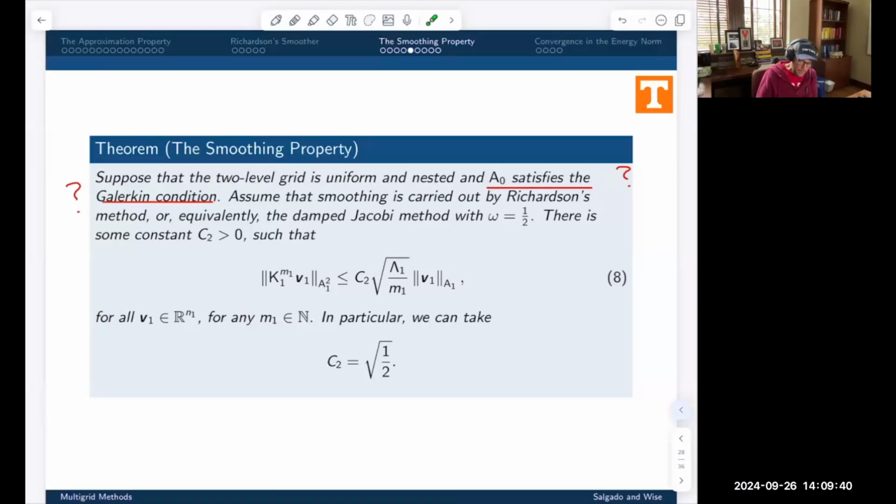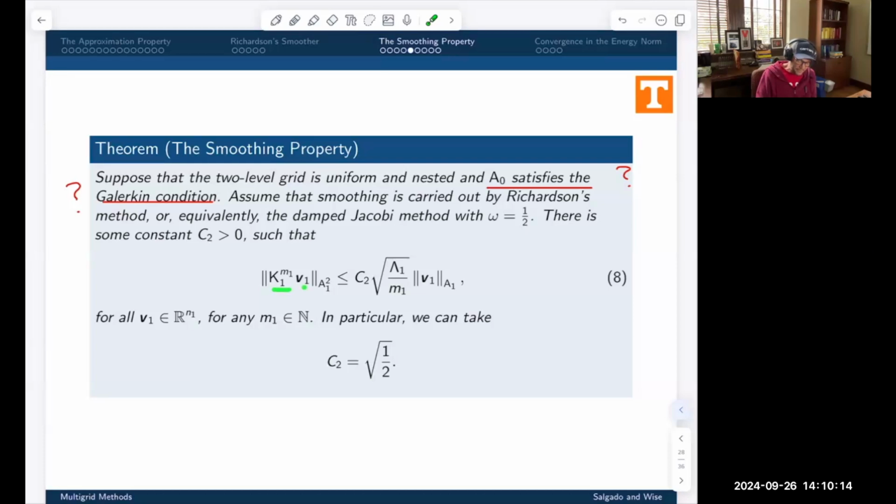Okay. So if we use our Richardson smoother on our problem, equivalently, that's the damped Jacobi method with omega equal to half. We know that now. Then we can show that K1 to the M1 power, the error transfer matrix for our Richardson smoother raised to the M1 power, is the relevant object. The reason we raise it to the M1 power is that in our two-grid method, we do M1 applications of smoothing.